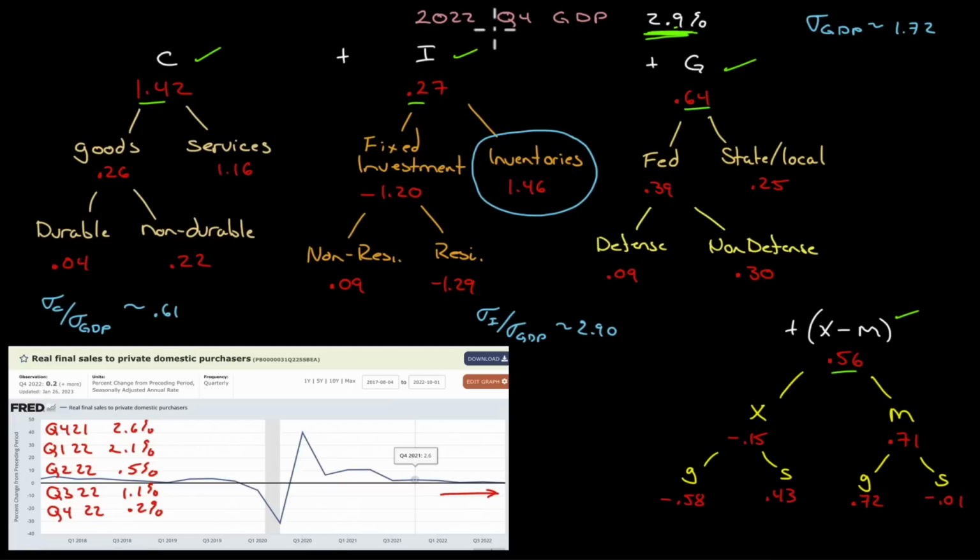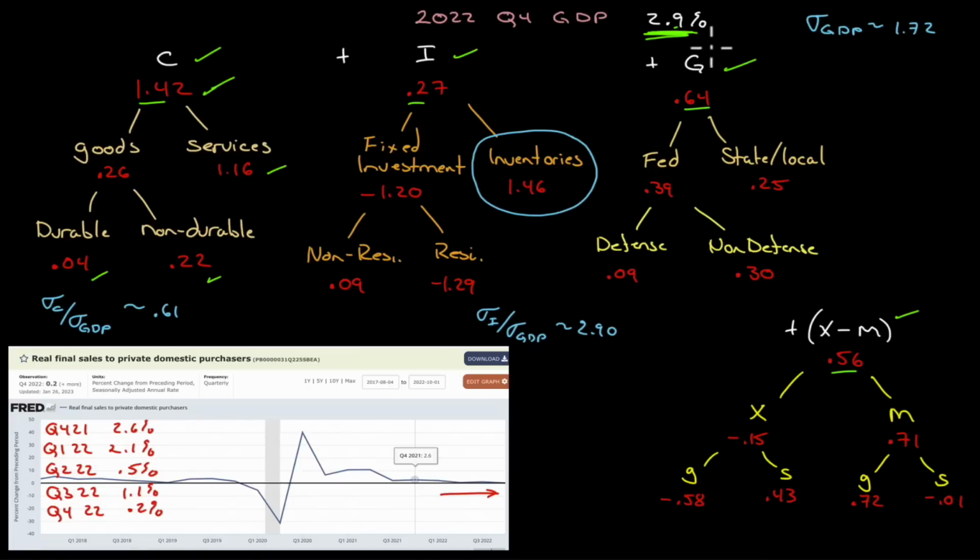How much of the 2.9% came from consumption? If that is the only thing we measured, 1.42. Goods, 0.26, services, 1.16. These will add up. Each layer here adds up to the number above it. And goods breaks down to durables, almost nothing here, 0.04, and non-durables, 0.22.